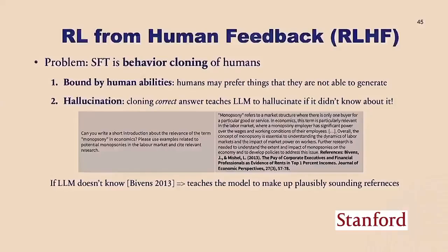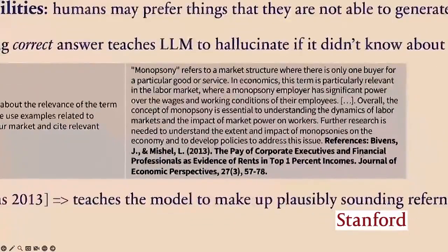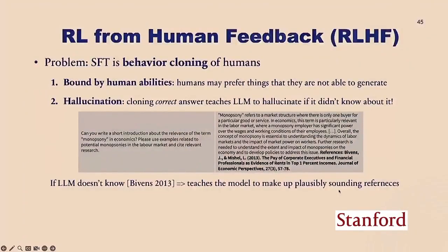Just to give you a very concrete example, if we go back to this monopsony example, can you write blah, blah, blah about monopsony? Imagine that the human wrote a reference on this type of book. And that book might exist. That might be a correct reference. But what if the LLM never saw this reference during pre-training? Then it doesn't know that it's a correct reference. So really what you tell the model is to make up some plausible sounding reference rather than actually tell the real reference that it saw during pre-training. So hallucination might be caused by this SFT. That's problem number 2. Does that all make sense?